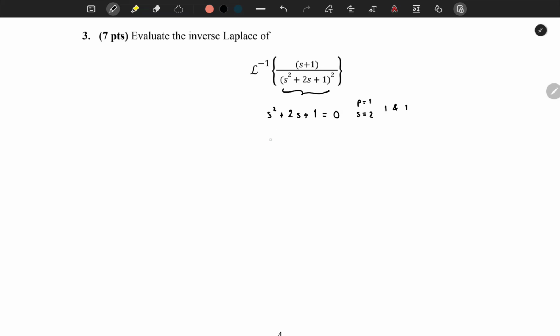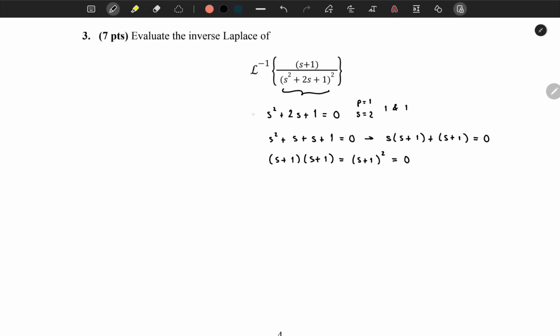And so we can factor it: s squared plus 2s plus 1 is equal to 0. Factoring this, we have s plus 1 times s plus 1 is equal to 0, which we can rewrite as s plus 1 squared, and that is equal to 0.